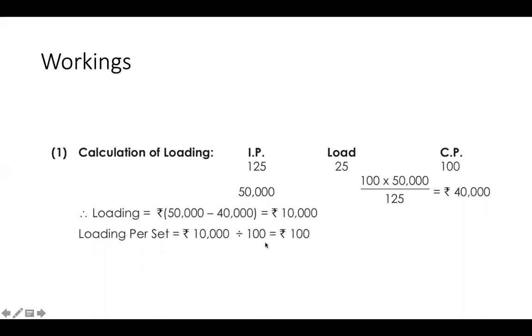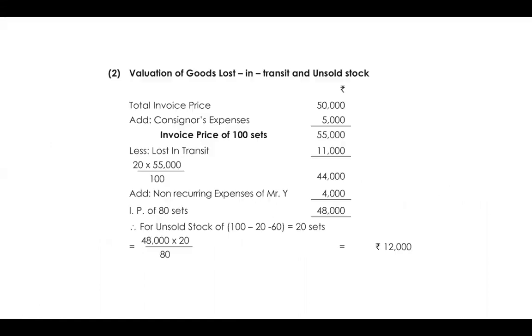And what's the profit loaded on per set? The 10,000 by 100 gives you 100. And this is per set profit loaded. In each set, he has a profit of 100. That is profit loaded per set. Okay, now let's come to the valuation of goods lost in transit and closing stock.